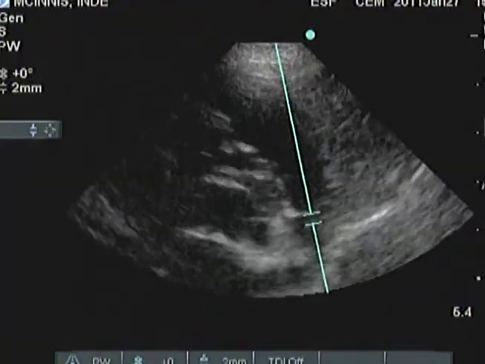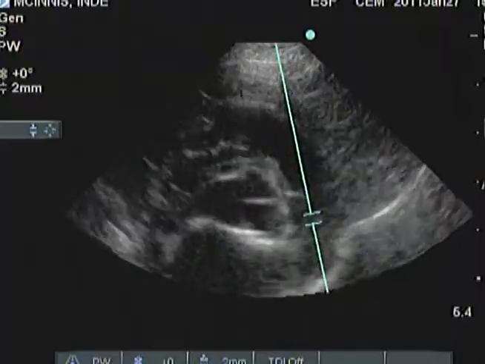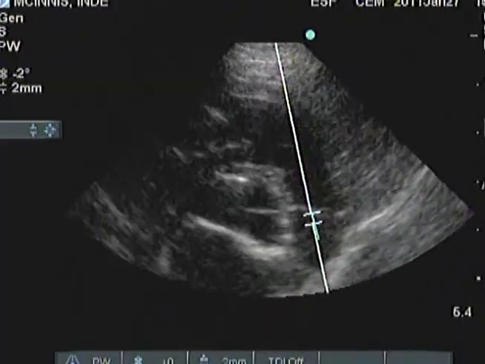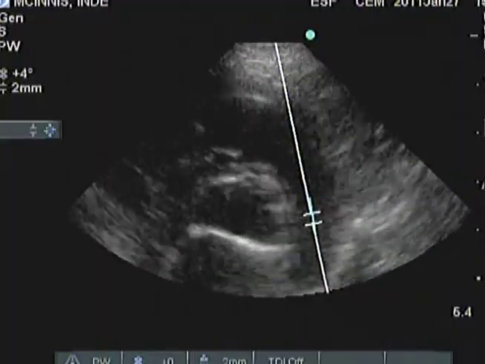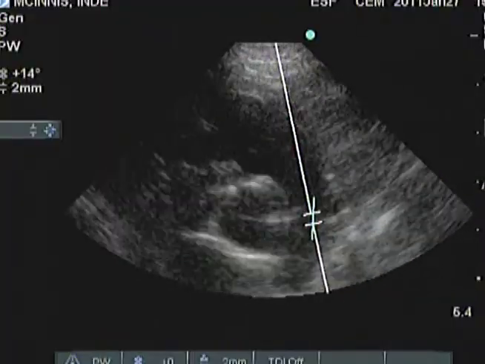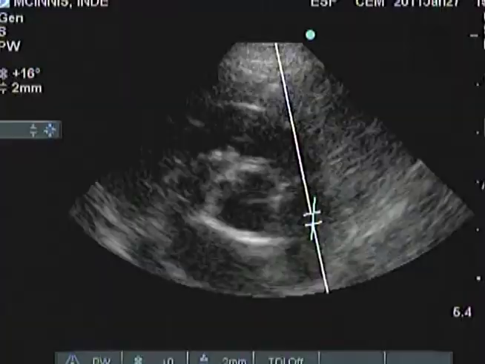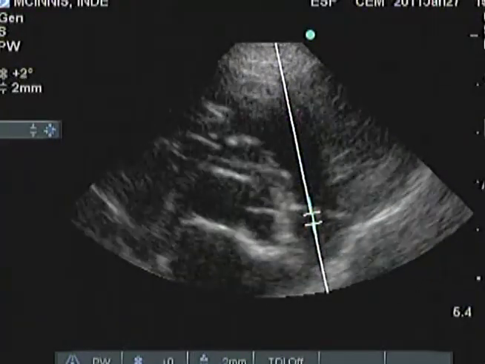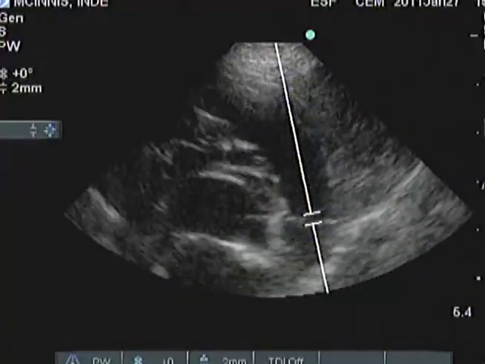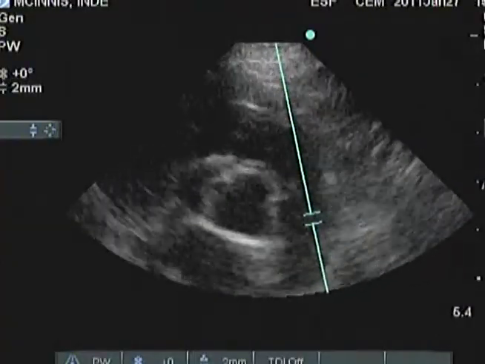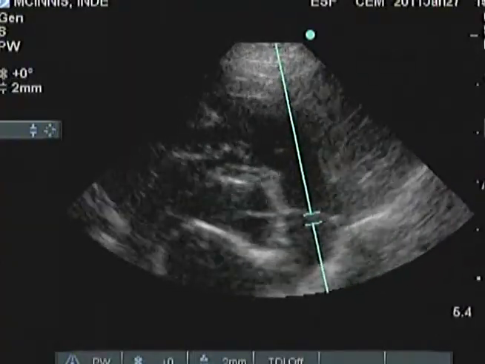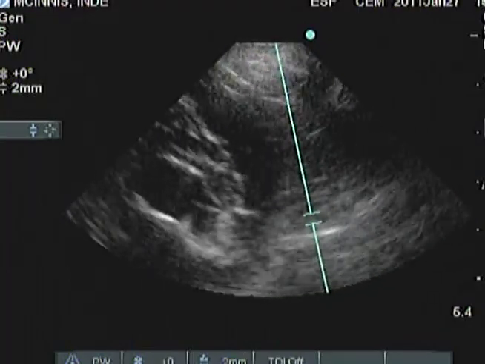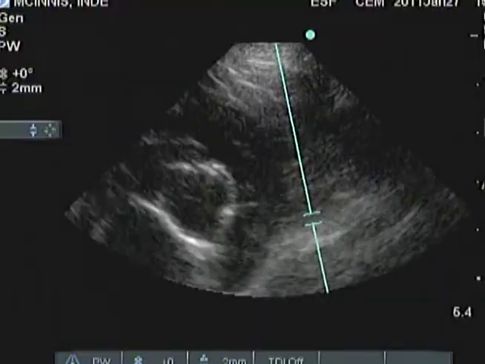If the gate is not aligned exactly with blood flow, most machines allow you to adjust the angle of the gate and calculate the actual blood flow velocity. Remember, the greater your angle of deflection, the greater the inaccuracy of the calculation. It is better to move the transducer to place the spectral Doppler cursor directly in the valvular flow.